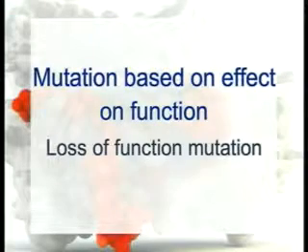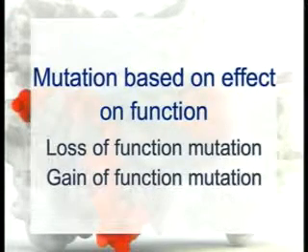Number 2, gain of function mutation. It leads to change in the gene product and it gains a new and abnormal function. These mutations usually have dominant phenotypes. This type of mutation is often called a neomorphic mutation.